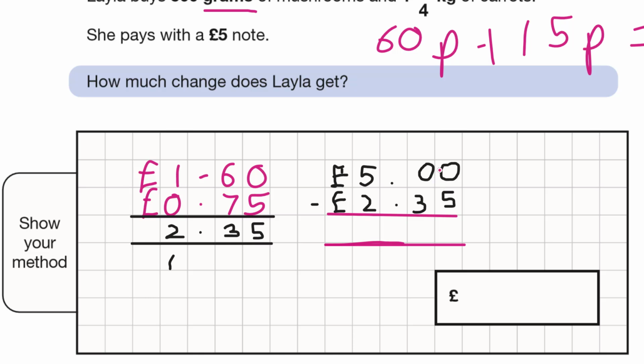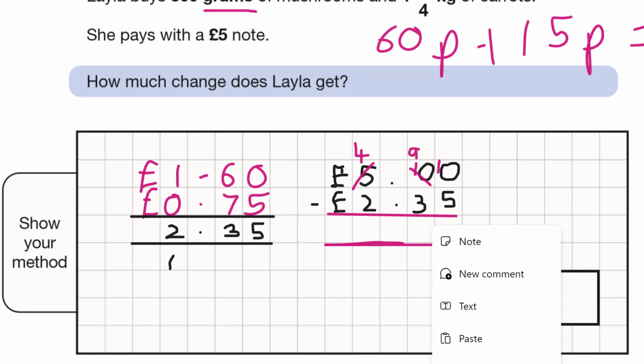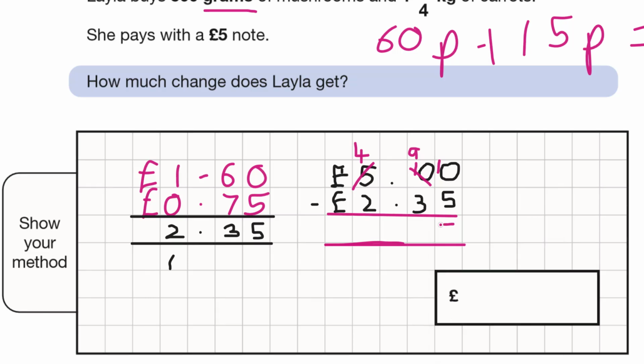The amount of times I've seen here, 0 take away 5 is 5, and 0 take away 3 is 3. We cannot take 5 away from 0. We need to go over here and do some exchanging and borrowing. So we need to make sure we do this. Okay, 10 take away 5 is 5. 9 take away 3 is 6. And 4 take away 2 is 2.